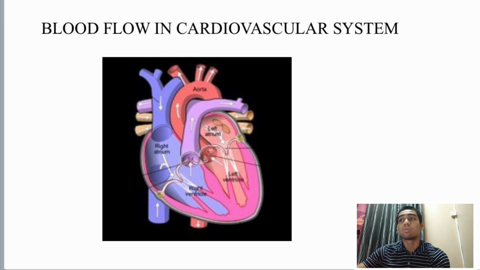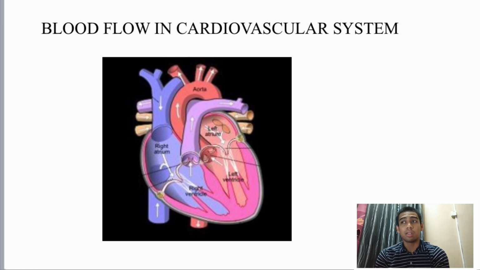Blood flow in the cardiovascular system has two types, oxygenated blood and deoxygenated blood. Deoxygenated blood goes from the vena cava to the right atrium, through the tricuspid valve to the right ventricle. From the right ventricle, blood goes through the pulmonary valve to the pulmonary artery and to the lung. Then oxygenated blood goes from the pulmonary vein to the left atrium, through the mitral valve to the left ventricle.